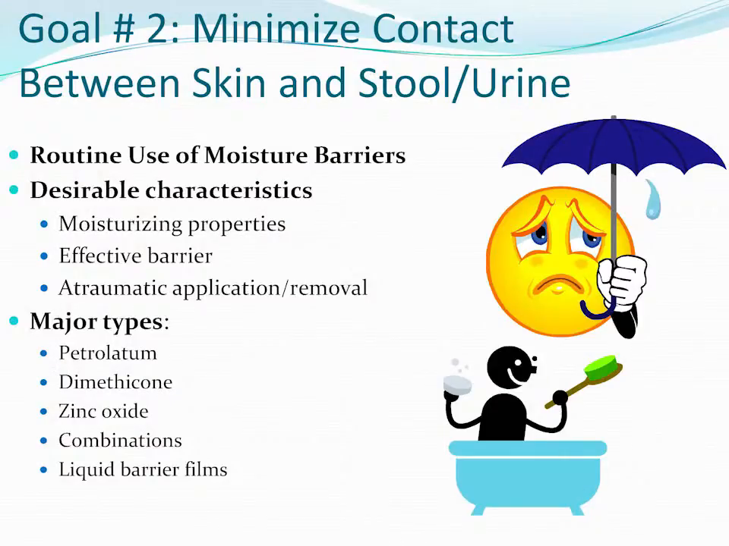Okay, so those are the things we're going to do to try to keep the skin healthy and minimize contact. We're going to look at how we provide routine skincare. So we're going to do gentle cleansing. We're going to routinely replace lipids. We're going to toilet when we can. We're going to use containment products when we can. If we have to use absorptive products, we're going to routinely use a moisture barrier to try to minimize contact between the skin and the urine, between the skin and the stool.